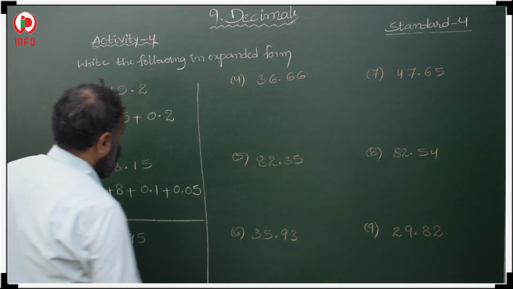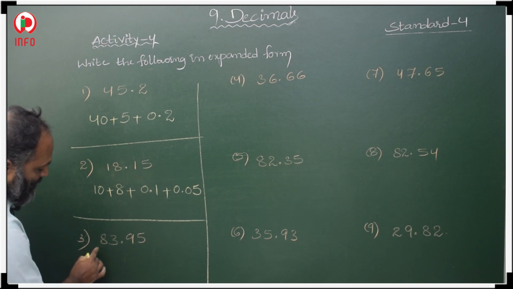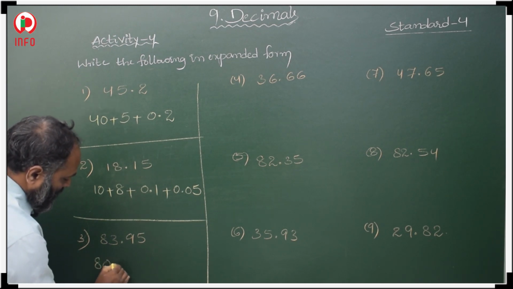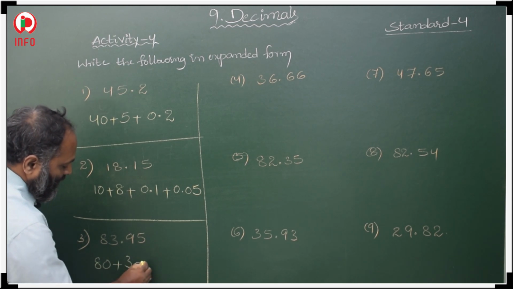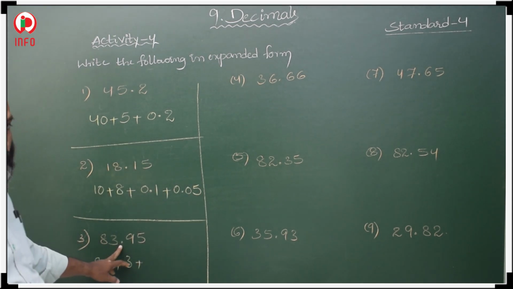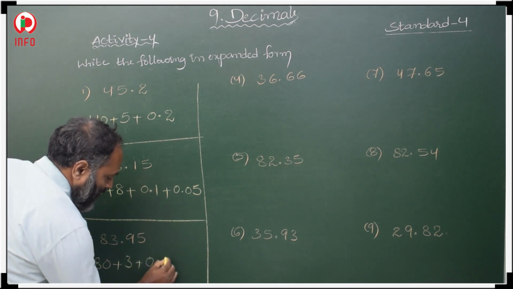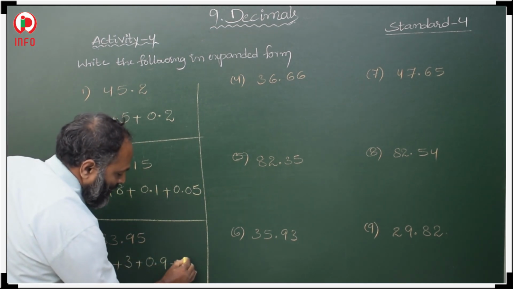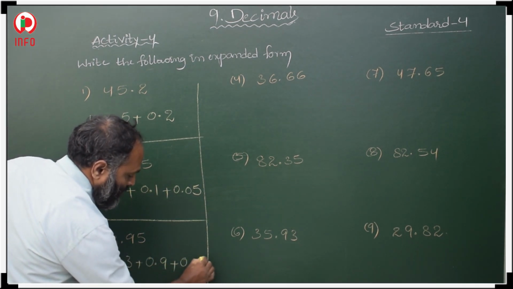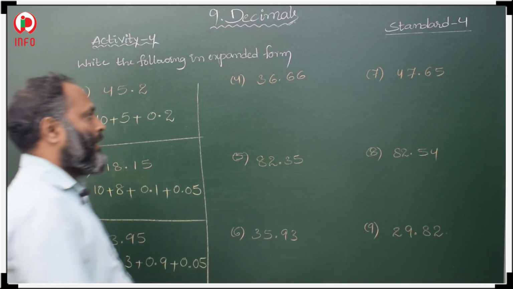Then after that, 8 is in tens place, 80, 3 is in ones place, 3. After that decimal places. 9 is in tenths place, that is 0.9. 5 is in hundredths place, that is 0.05.